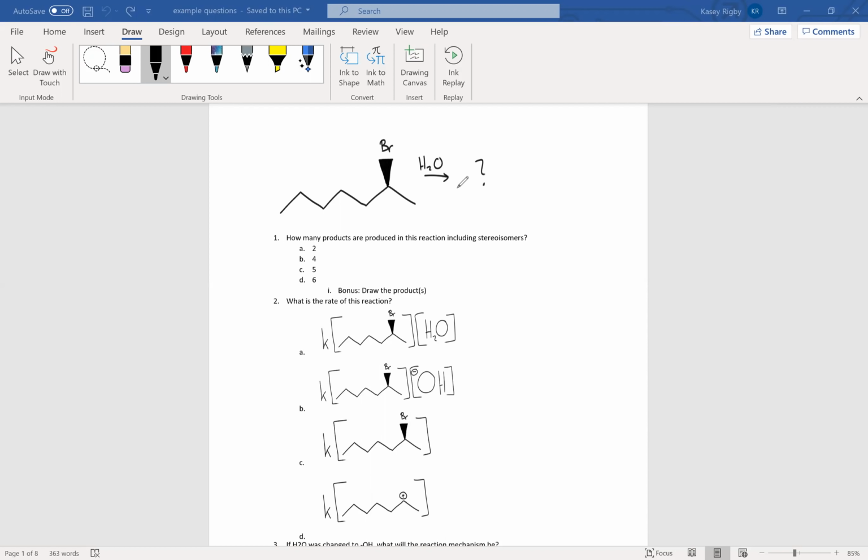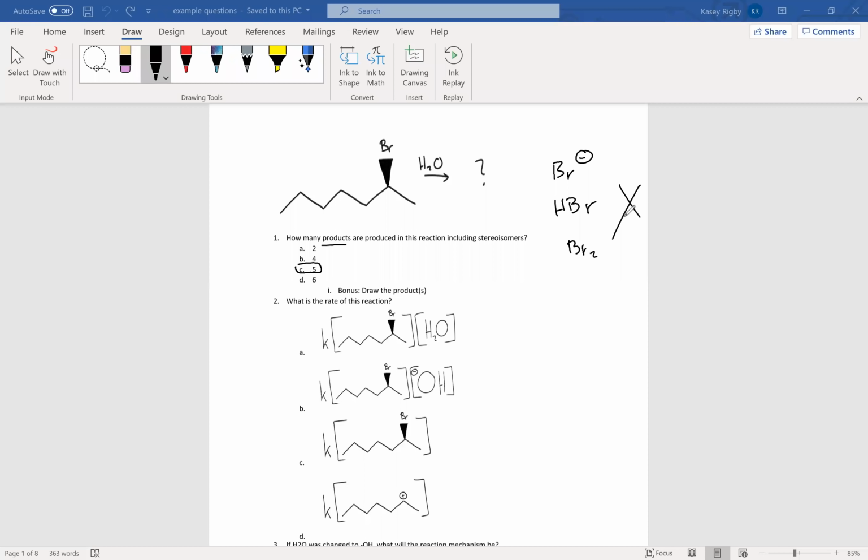Okay. So now, how many products were produced in this reaction, including stereoisomers? The answer is 5. No, we do not count Br minus as a product, because if you think about it, we could also end up with HBr. We could end up with Br2. It just depends on a lot of stuff. A lot of the times when we ask about products, we're asking about organic products and not these inorganic products.